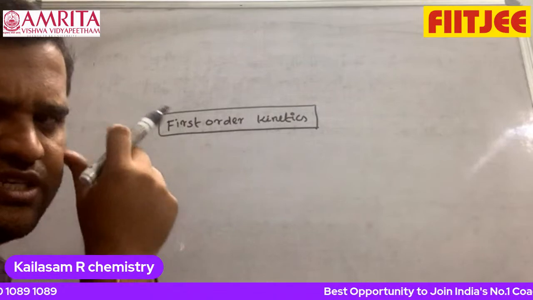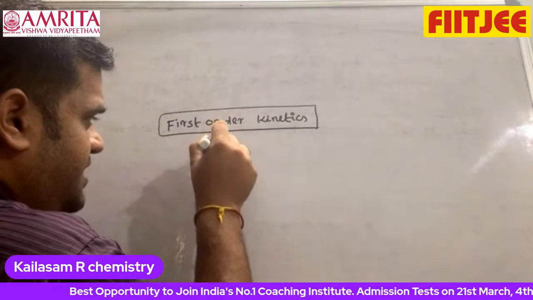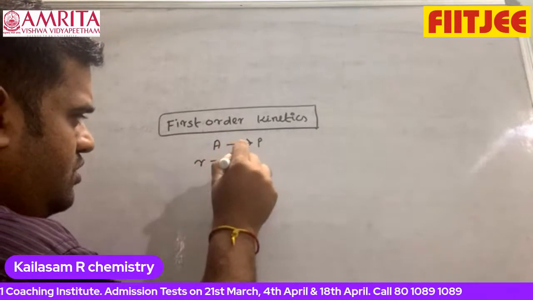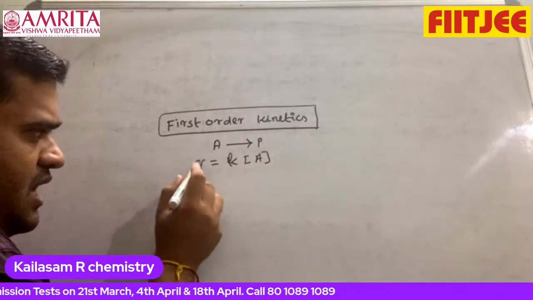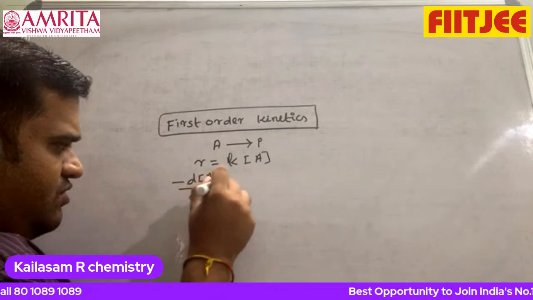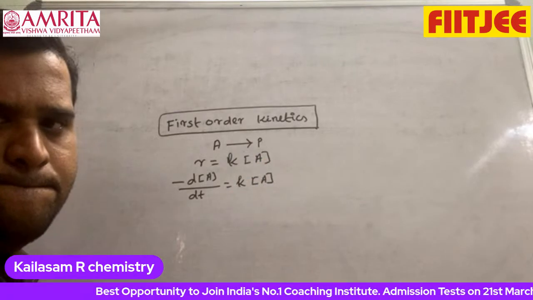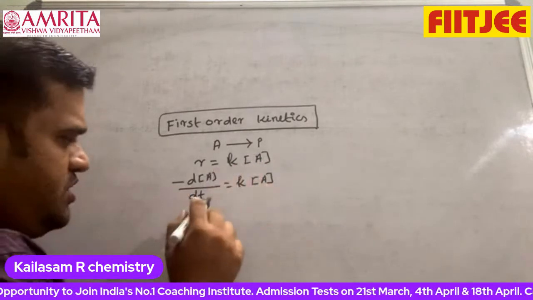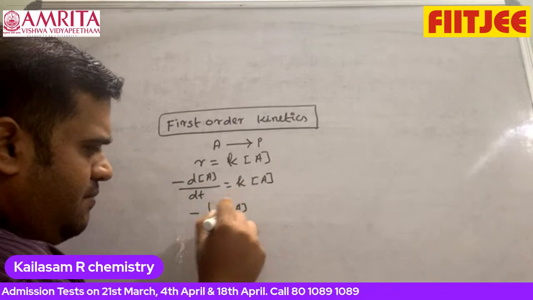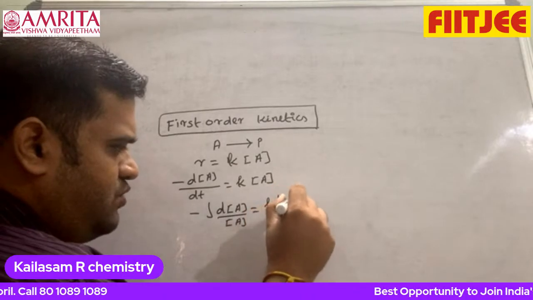In first order kinetics, so what I am going to do, look at this. Let us take an elementary reaction. Let us consider first order, A gives B. We can write that rate is equal to k into concentration of A. Now this rate I can write as minus dA by dt which is equal to K into A. Am I right? Now if I want to integrate the equation, minus integration of dA by A is equal to K integration of dt.